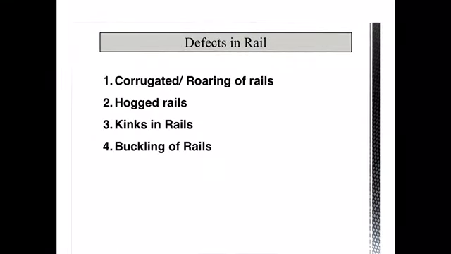So now let us look into the various types of defects that can occur in the rail section. These defects are categorized as: the first one, corrugated or roaring rails. Second is hogged rails, kinks in rails, and the buckling of rails. We'll be discussing each and every defect in detail, and the remedial measures to overcome those defects will be discussed further.